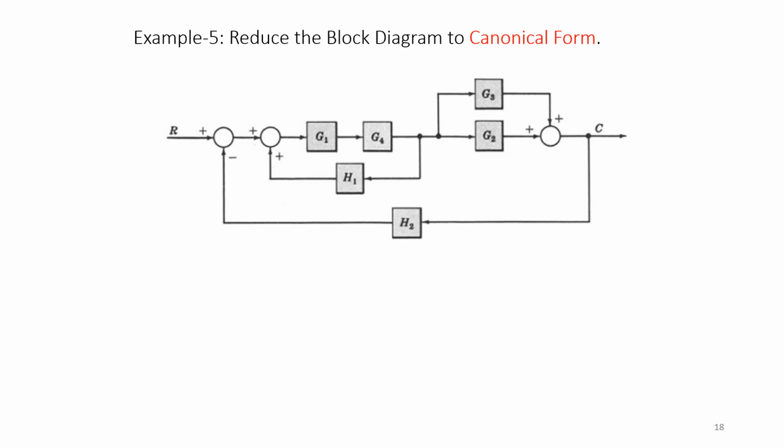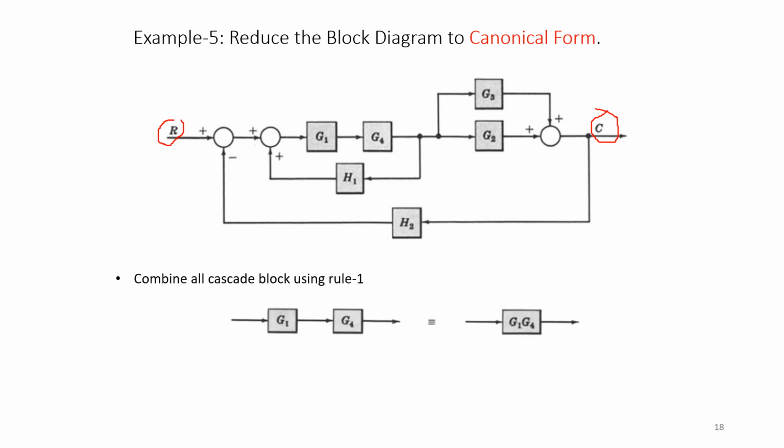Now let's take an example and we'll see how to apply the rules and reduce a given block diagram. So this is the system block diagram which is given to us with input as R and output as C. Now our task is to reduce this block diagram to canonical form. Now first thing is you have to check whether you have any series connection, parallel connection, and then you have to check whether you can eliminate any loop, and then you have to check whether you need to move your takeoff point or summing point to simplify a particular system.